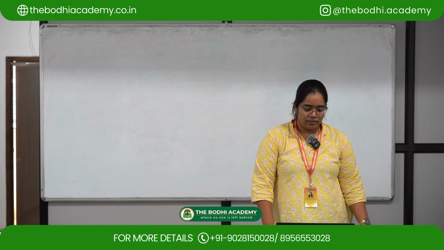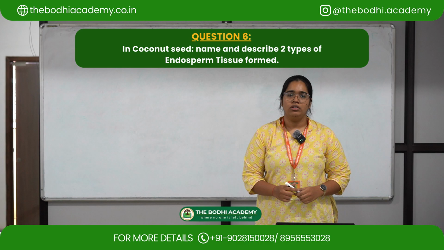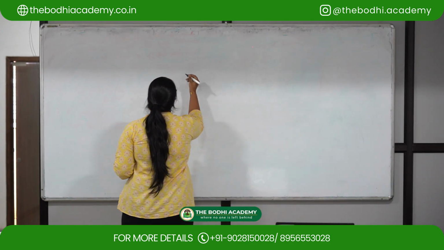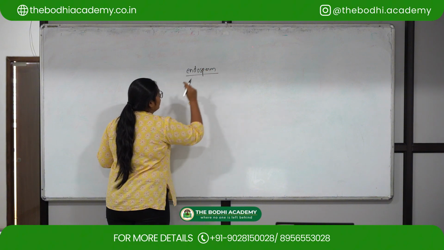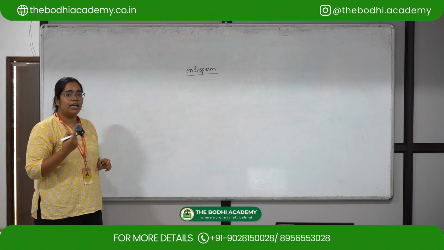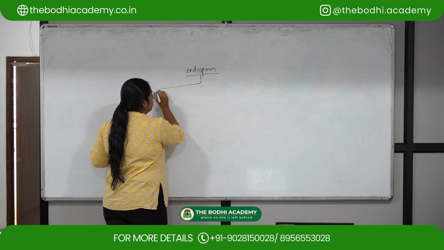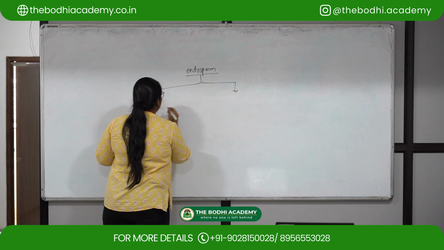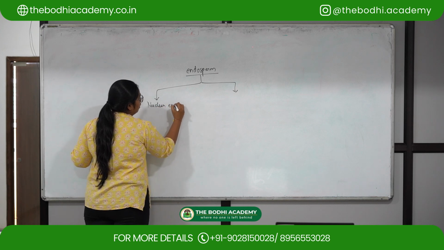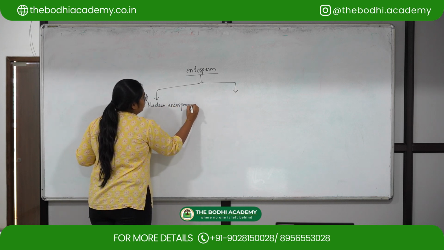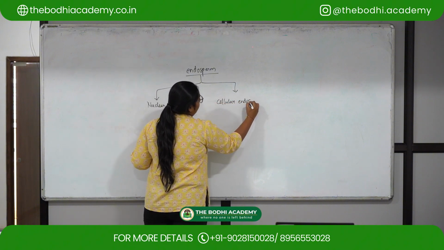So the next question is, in coconut seed, name and describe the two types of endosperm tissues formed. So endosperm is basically a nutritive tissue which is formed inside the ovule. Okay, so endosperm is of two types, that is the nuclear endosperm and cellular endosperm.